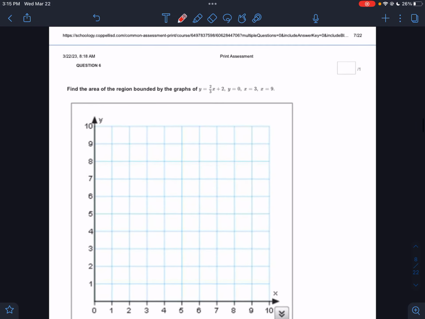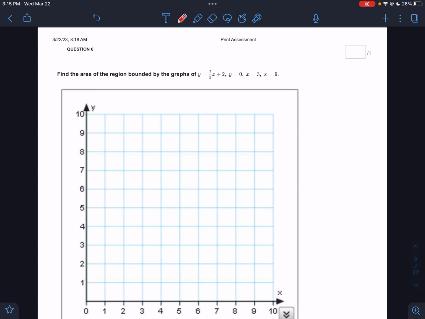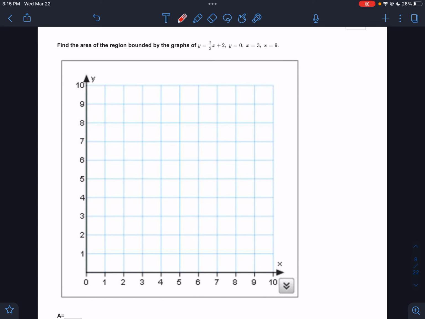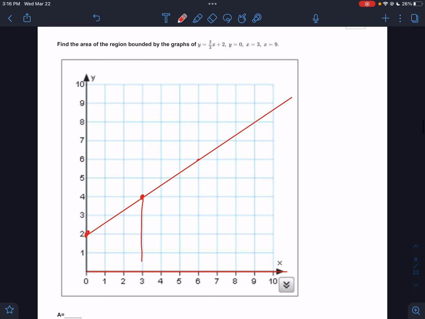Next question, we have find the area of the region bounded by the graph. So we did this week. That'd be 2/3 x plus 2. So we got 2. We're going to go up 2 over 3. So here's the first line. Then we have y equals 0. Y is horizontal. X equals 3, vertical. And x equals 9, vertical, once again.